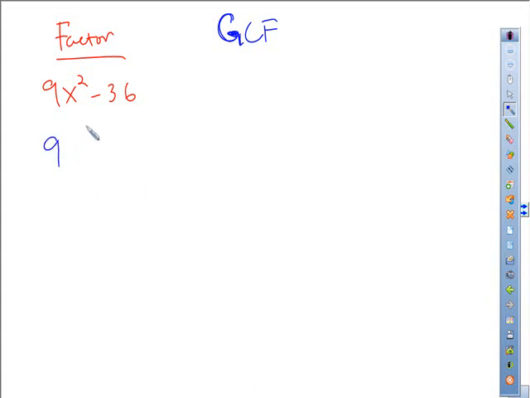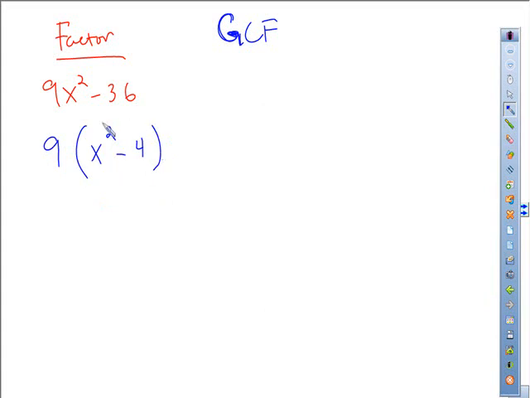Alright, let's try factoring a slightly more advanced problem. Say we have 9x squared minus 36. Now once again, you have to remember the first step in factoring is to look for a GCF. That's very important. If you don't take out the GCF, you're bound to make a mistake and the problem won't be factored out correctly. So is there a GCF? Well, it looks like we can take out a 9. So you have to do that, and then you'd be left with x squared minus 4.